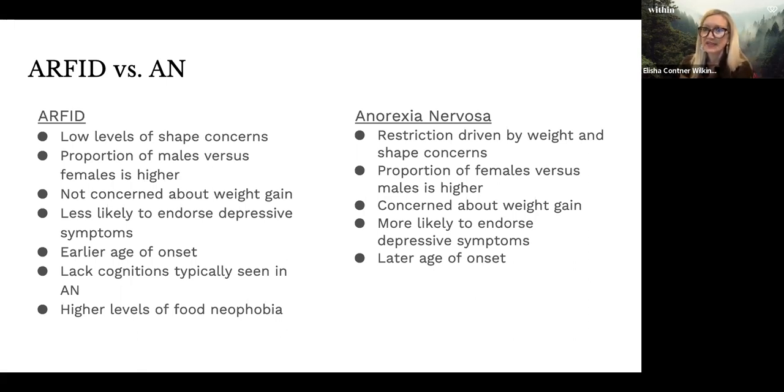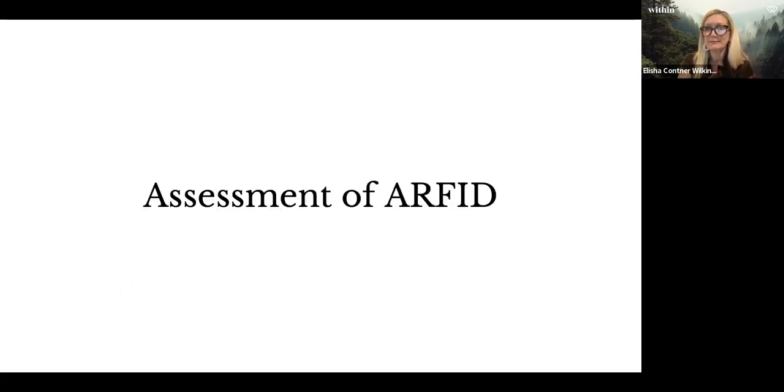Individuals with ARFID are not concerned about weight. These kids want to gain weight. They don't have many of the same obsessive thoughts that we see with anorexia. There's a much earlier age of onset. So typically we are going to see kids diagnosed with ARFID under the age of 10. There's also higher levels of food neophobia, and that's a reluctance to eat and an avoidance of new foods, which makes some of the interventions associated with ARFID much more difficult.